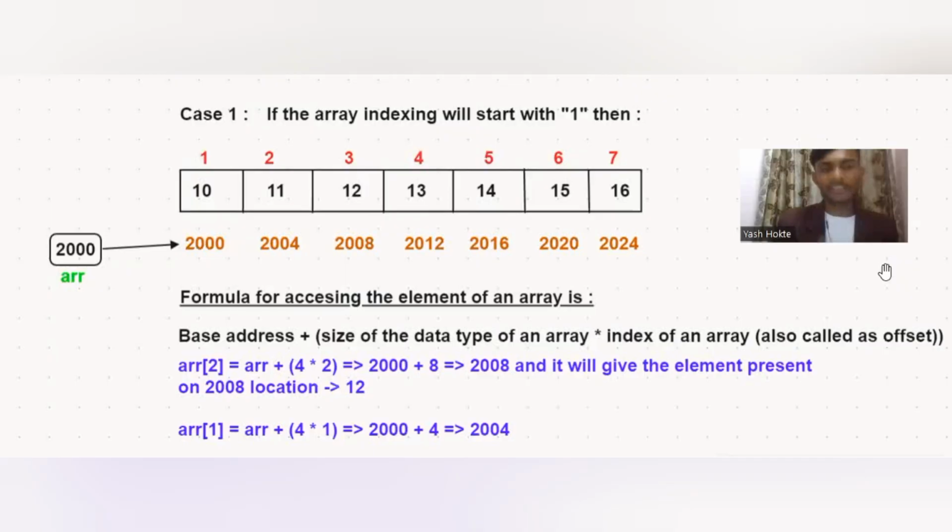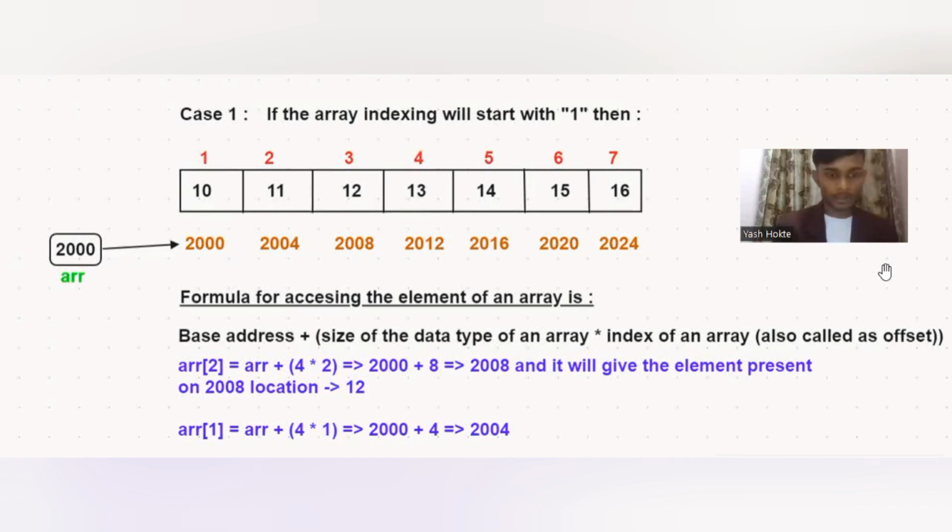I know you won't understand this concept just on the basis of this theory, so don't worry. I'm going to explain it with the help of an example so that this concept fits into your head. Let's see the very first case: if the array indexing started with 1. As I've already told you, if we want to access any element of the array, we can access it using its index. Keep in mind that here we are assuming the indexes start from 1.